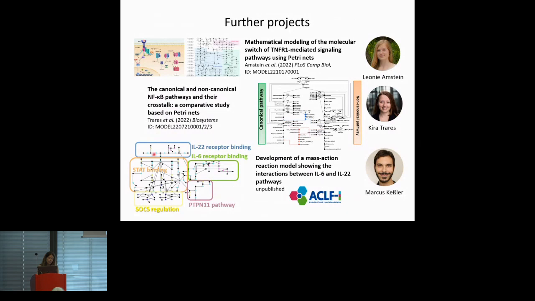He developed first a Petri net model, and now he develops a kinetic model on that. And that is all in close collaboration with experimentalists. We are in such a consortium on acute on chronic liver failure.